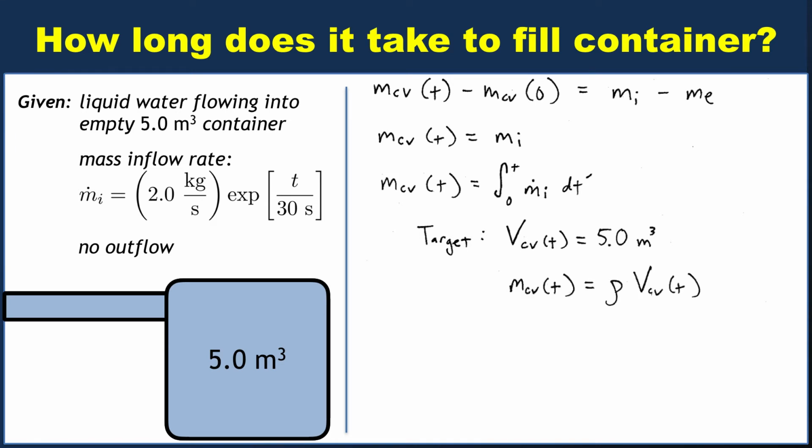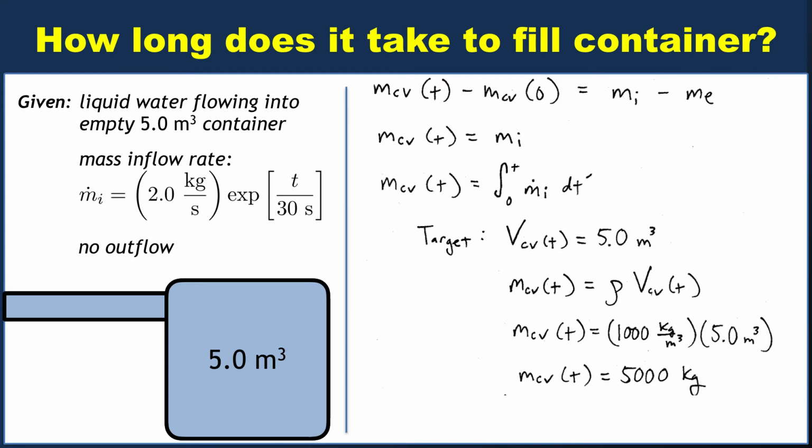V again is the volume. So we plug in those numbers. Rho is always about 1,000 kilograms per cubic meter for water. The volume is 5 cubic meters. Multiply those together. That tells us that we're trying to put in 5,000 kilograms into this container.